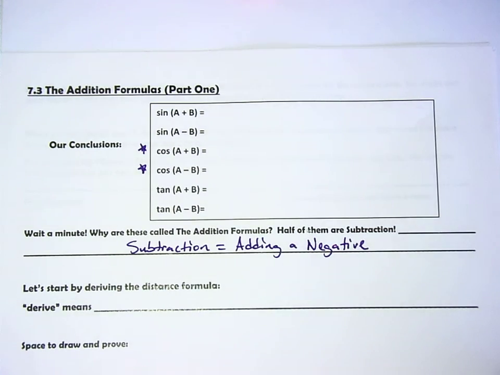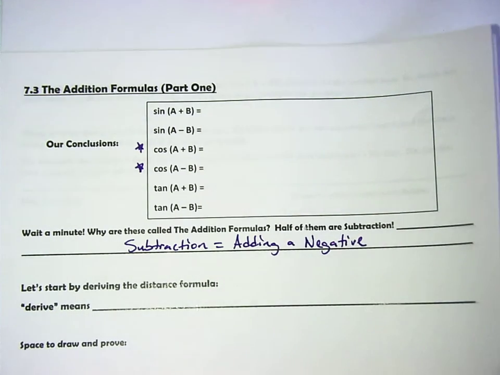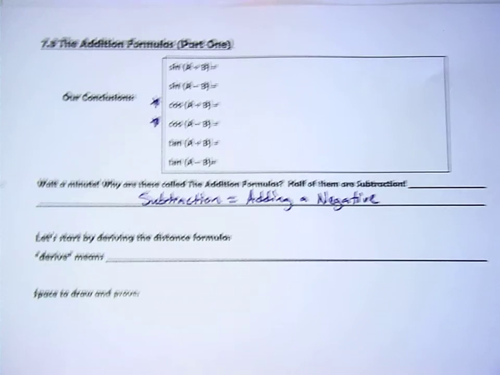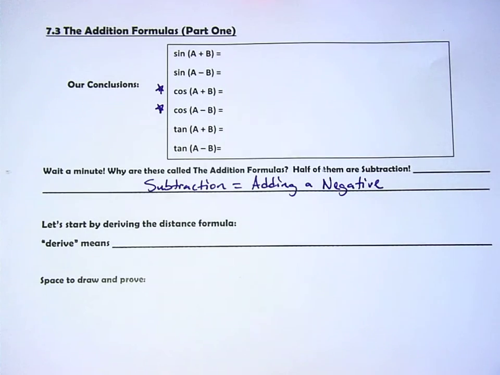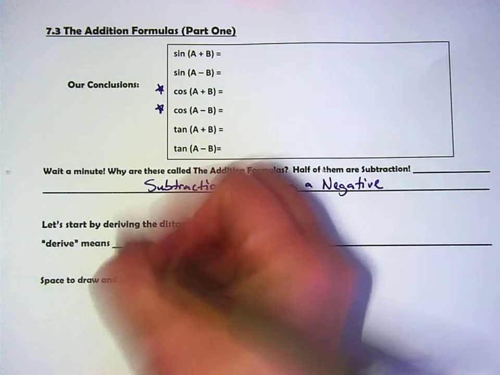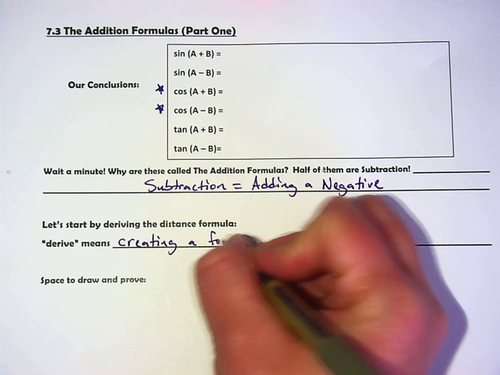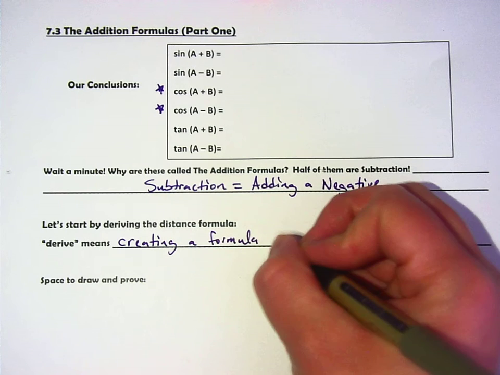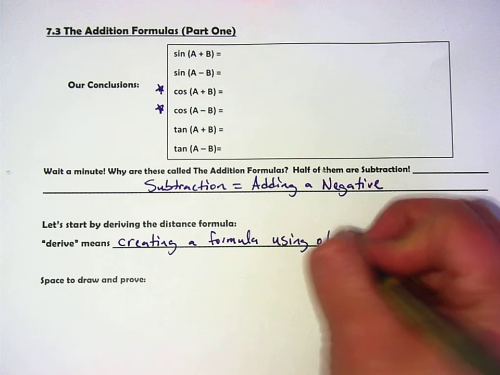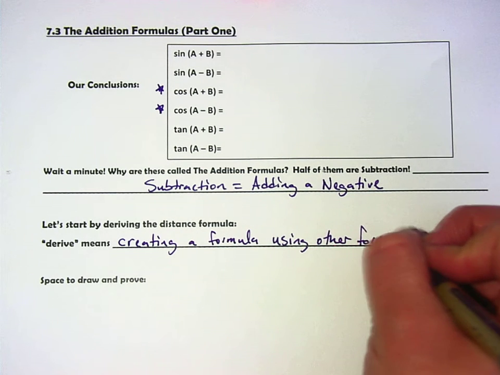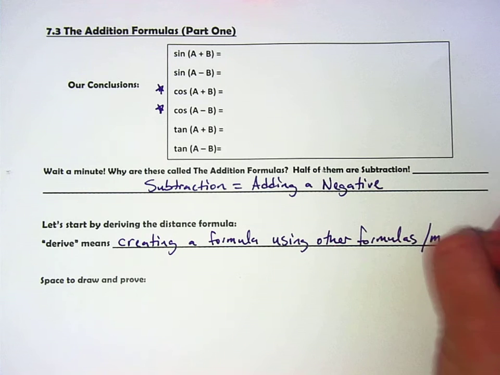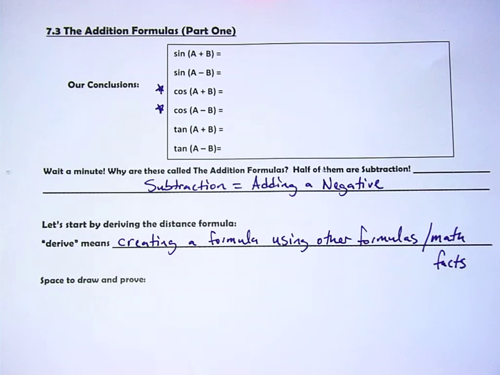Anybody know what the word derive means? Like when you're deriving a formula? It means creating a formula using other formulas or math facts. So basically it's like, I know this other math thing, so now I can make another conclusion.